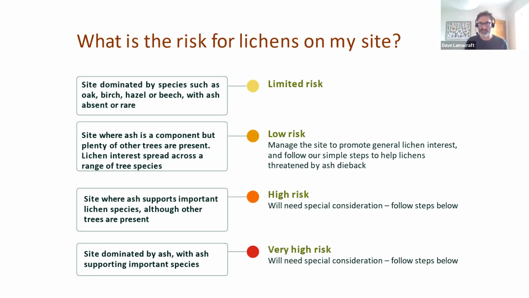As soon as you're into sites where ash is either more prevalent or where it's much more important for the lichen interest, you're into much higher levels of risk, and you start to need to think about other considerations around plugging the gap that the loss of ash will create. And obviously, if you're talking about an ashwood that's 90% ash, then that needs a lot more thought, and the risk is incredibly high.